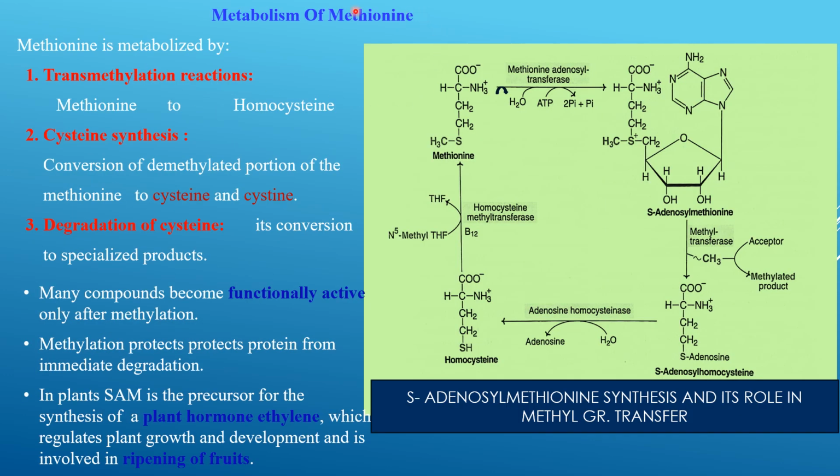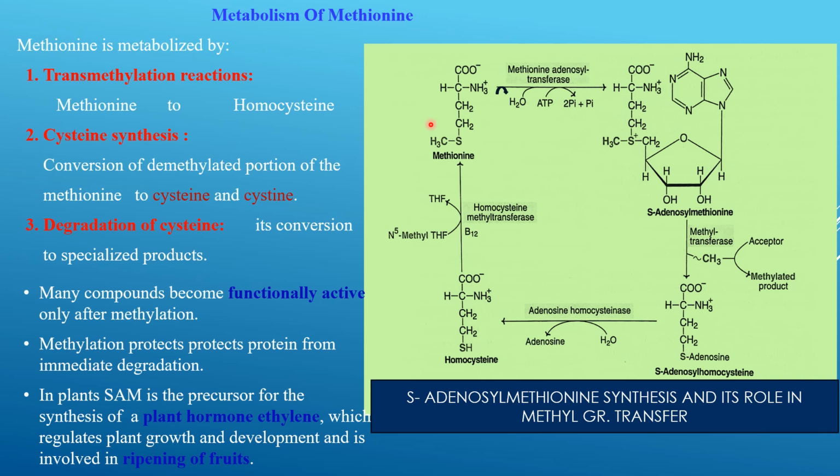So metabolism of methionine we will see in three segments. First is the transmethylation reaction, in which we'll see the conversion of methionine to homocysteine. Second is the synthesis of cysteine, so conversion of the demethylated portion of methionine to cysteine and cystine. Then degradation of cysteine, in which there is a conversion of cysteine to its specialized products. So the first thing we are discussing here is the transmethylation reaction.